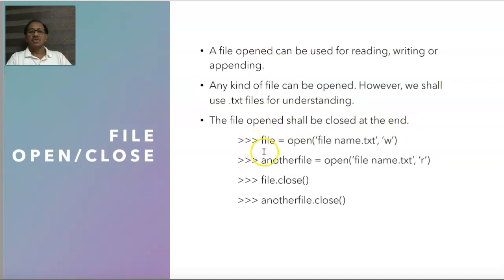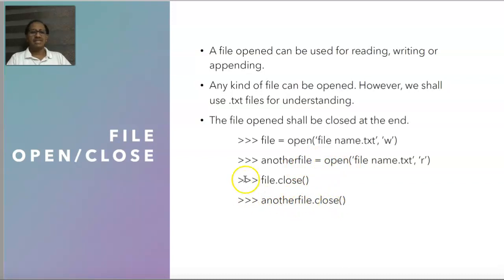So file equal to open and the name of the file, and you give W. W is for writing. There are two arguments for the open command. One is the name of the file and the other is the mode, whatever you would like to do: write, read, or append, which is A. And at the end you have to close that file: the file name, dot close. We have another file also opened here, so another file dot close, right?